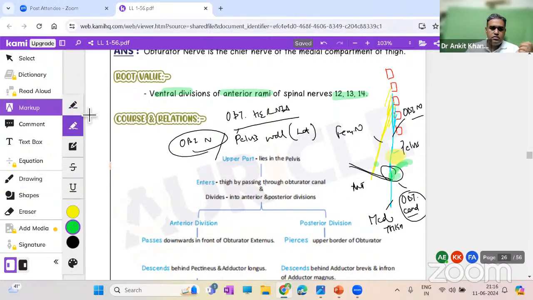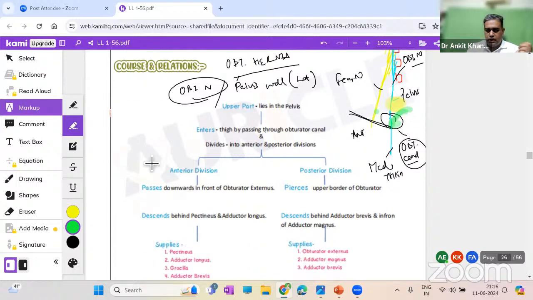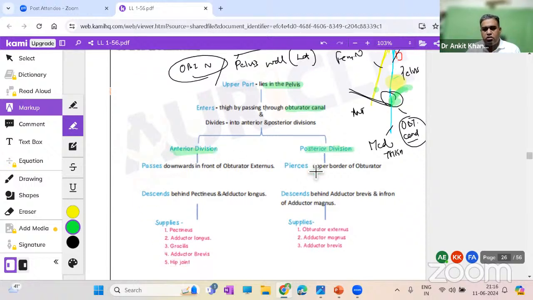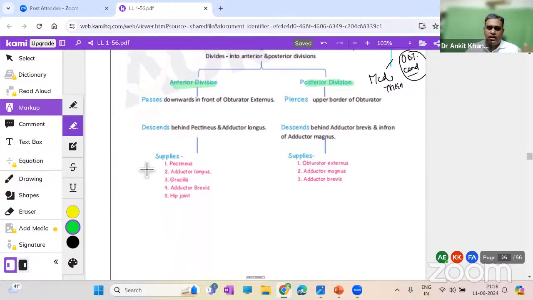See, now let us see the course of it. So the upper part, as I told you, lies in the pelvis. It passes through the obturator canal. It has anterior and posterior divisions. Remember the mnemonic; it is going to supply all of those muscles. So the anterior division is going to supply, then the posterior division. That you can just read.